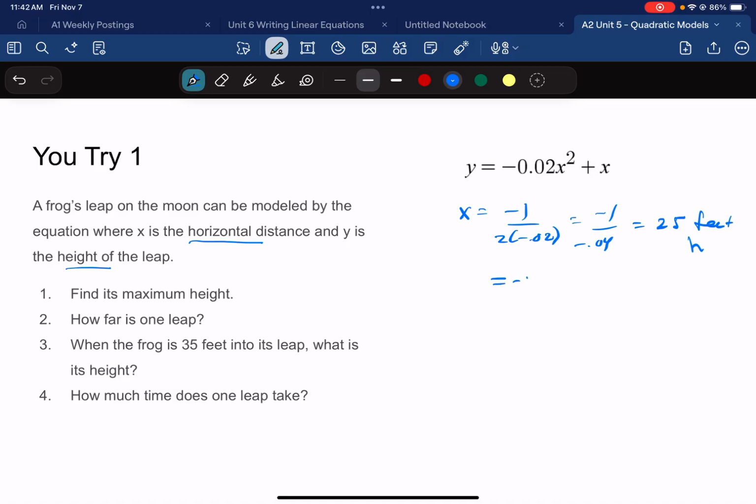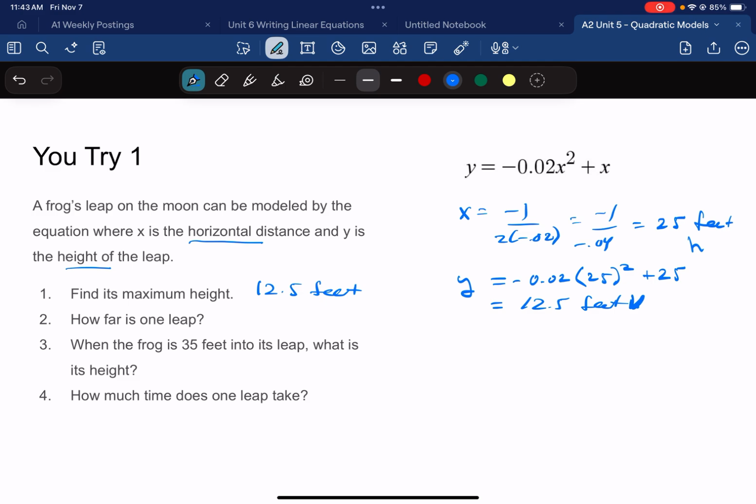So let's put negative 0.02 times 25 squared plus 25. And that's going to give me y. So 25 squared is 625 times negative 0.02 is negative 12.5. So I get a positive 12.5 feet vertically, or height. Okay. So find its maximum height, 12.5 feet.